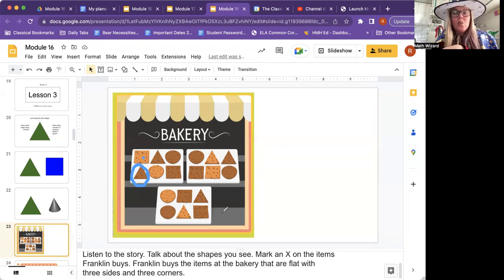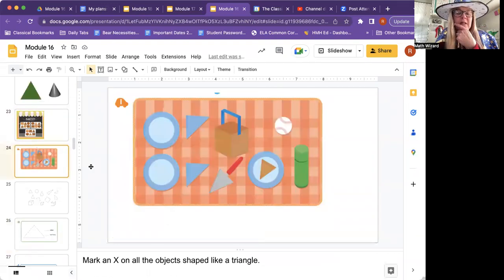So you can pause this while you circle all, or, oh, I circled it. I'm sorry. We're not supposed to circle it, are we? We're supposed to put an X on it. Hey, math wizard. Put an X on all of the triangles or all of the shapes that have 3 sides and 3 corners. Okay. All right. You can pause this now. All right, go to the next page.